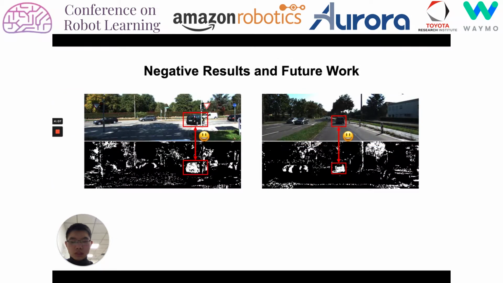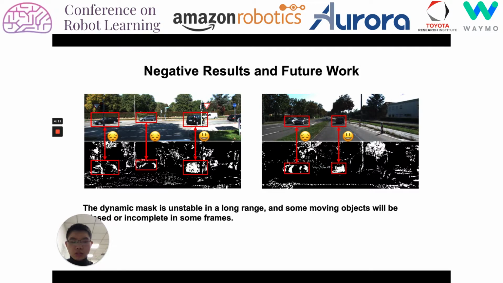There are still some shortcomings for our method. First, some moving objects will be missed or incomplete in some frames. Second, there is much noise in the dynamic mask in addition to moving objects. We will try to solve these problems in our future work.